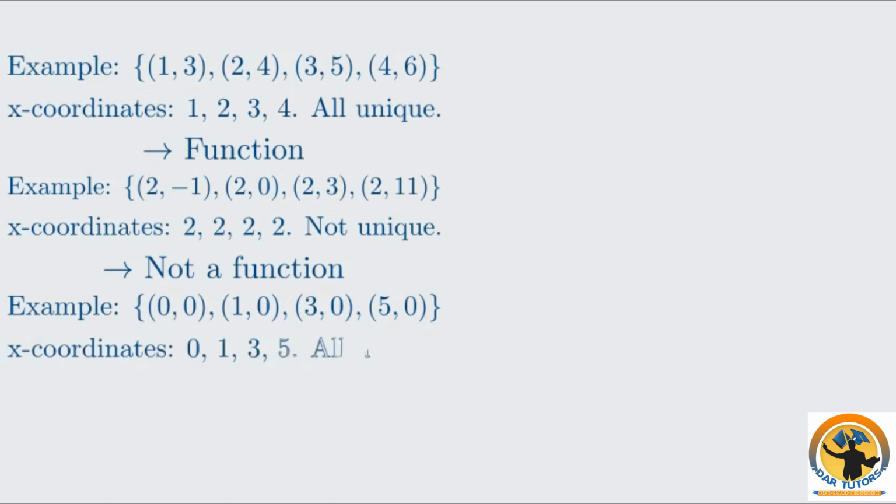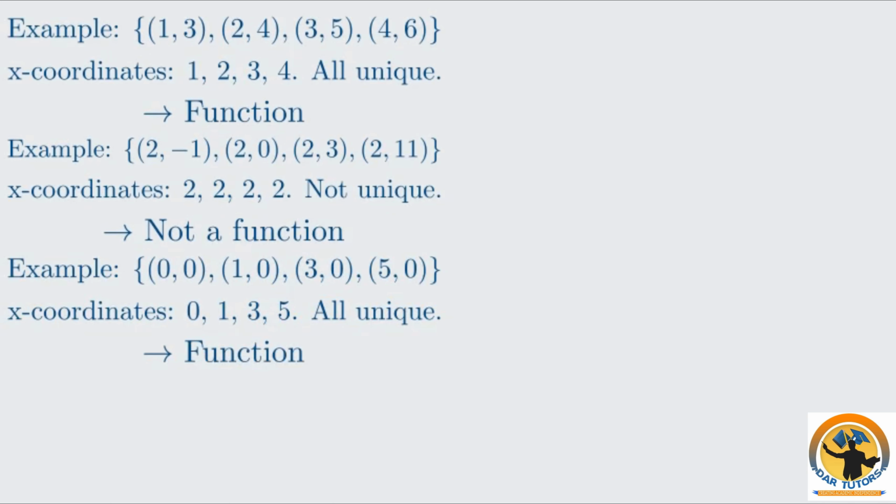Let's try one more. Here, the x-coordinates are 0, 1, 3, and 5. All are unique. The y-coordinates are all 0, but that's perfectly fine. A function can have the same output for different inputs, it just can't have different outputs for the same input. So this is a function.